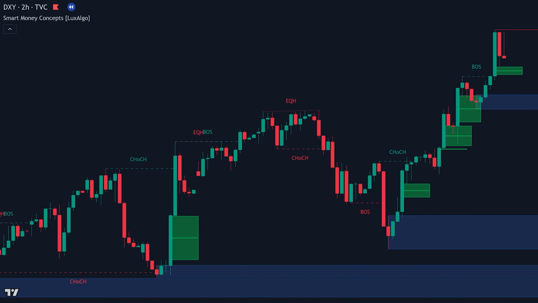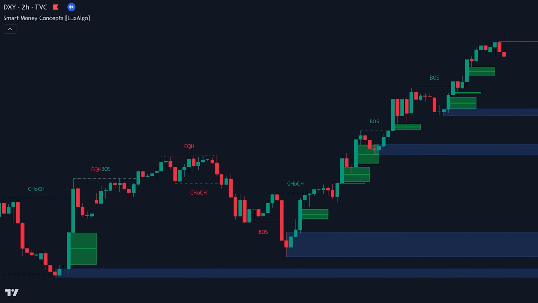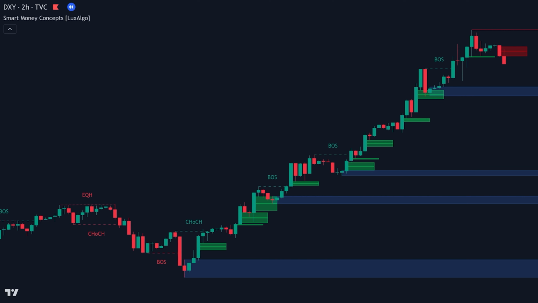By adding this indicator to your trading strategy, you can better understand the market and make smarter trading decisions.